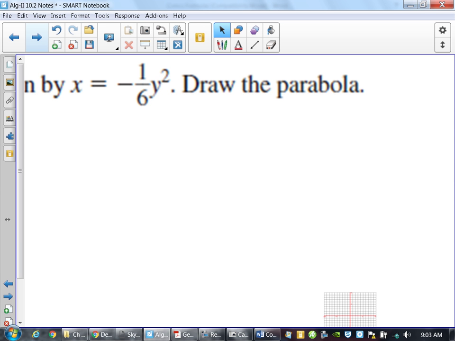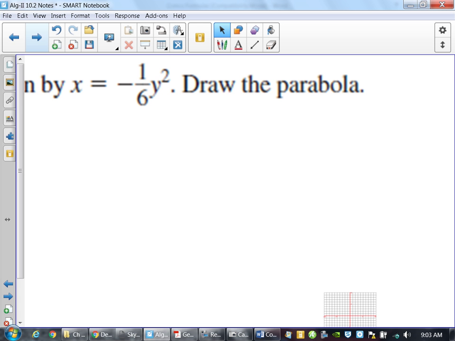We have x equals negative 1/6 y squared. Which means we have, is it going to be an x squared or a y squared parabola? X squared? Wait, how come the equation isn't like, I thought the two options were x squared equals 4py or y squared equals 4px. So what do you have to get by itself? Y squared. Oh, so it's y squared equals negative 1/6 x?